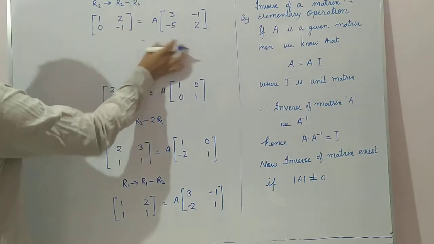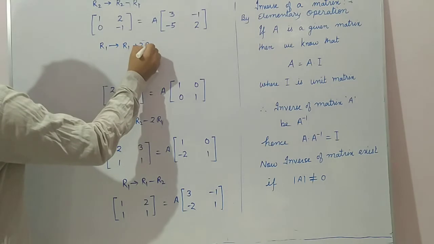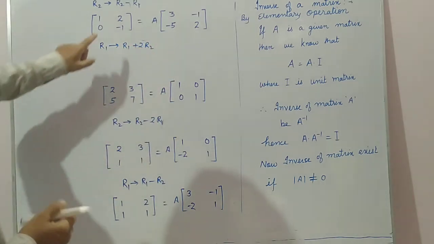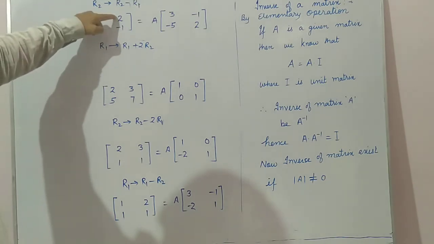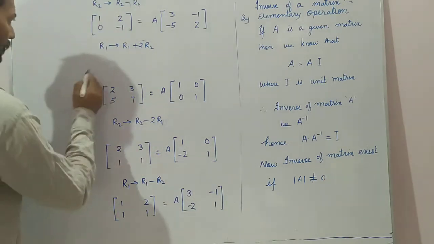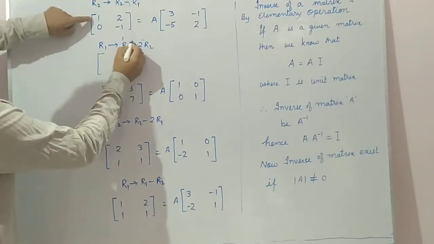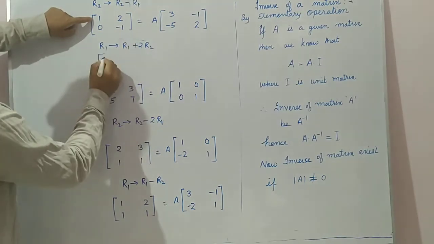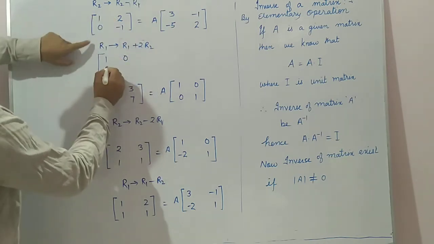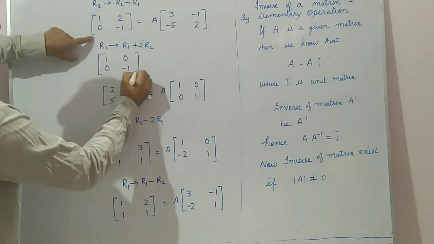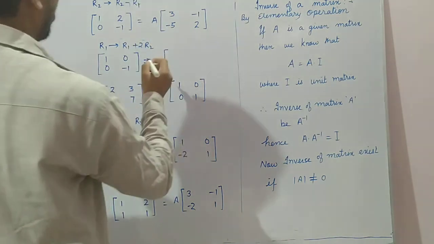Here we have to bring it 0. So R1 changes to R1 plus twice of R2. You see here. R1, this is R1 plus twice of R2, you will get 0. So this is R1, this is 1 plus 2 into 0, that is 1. 2 minus 2 into 2, that will be 0. This is 0 minus 1. Same operation will be conducted on the right hand side.